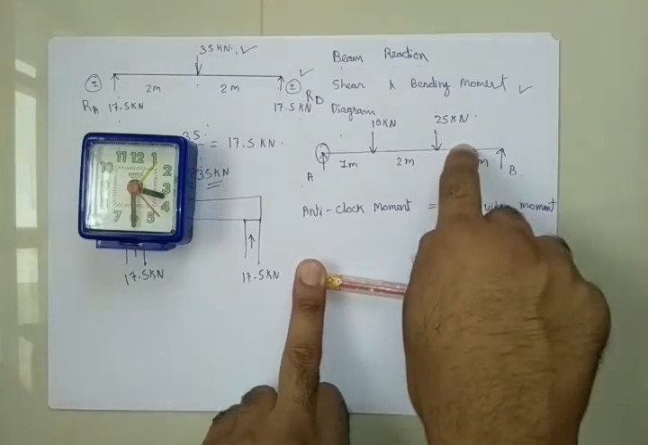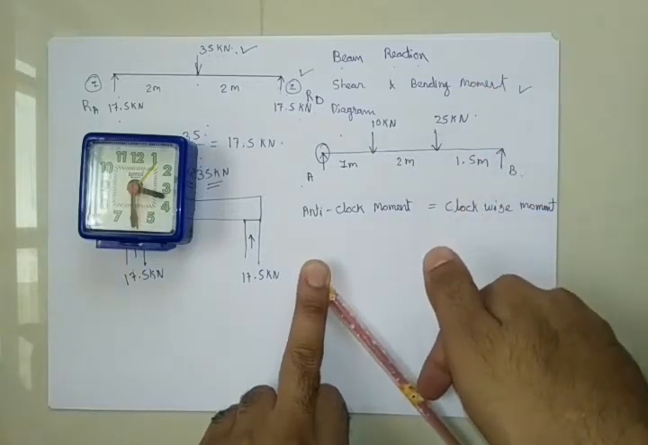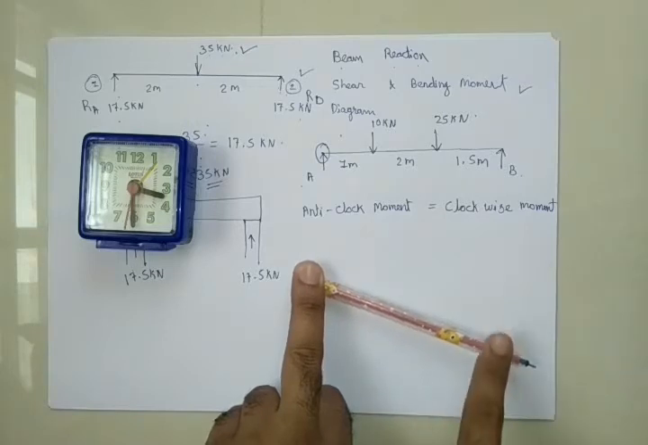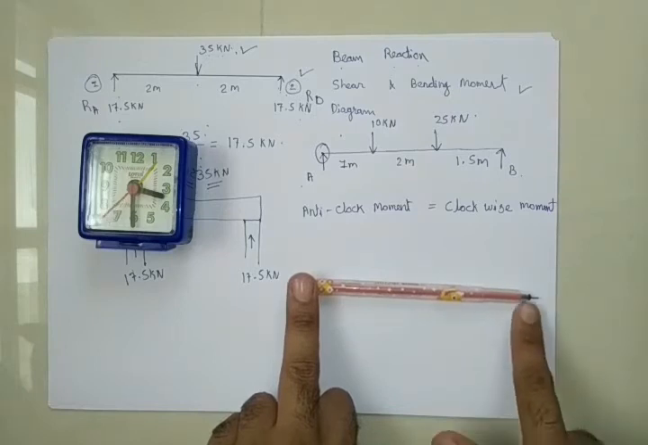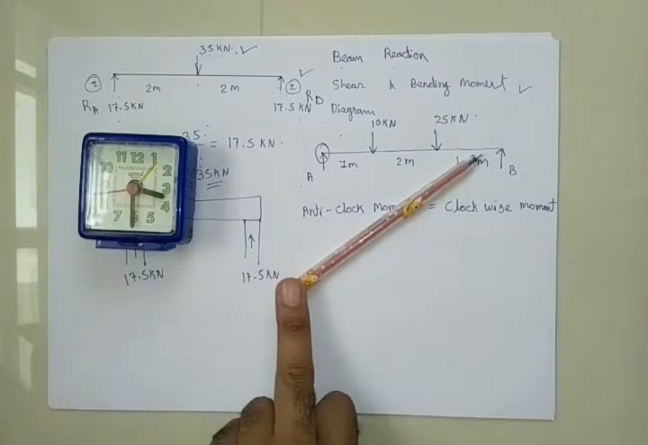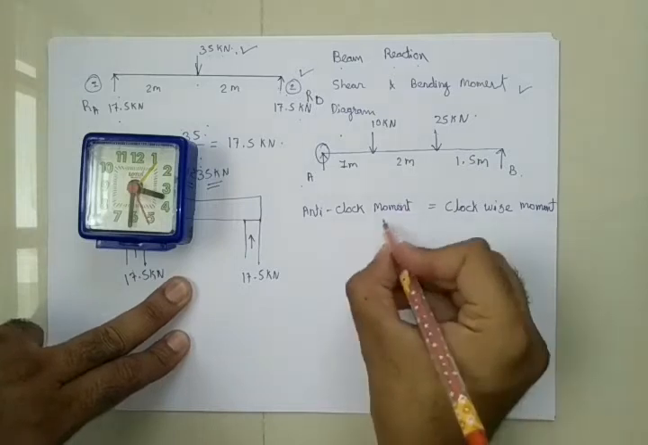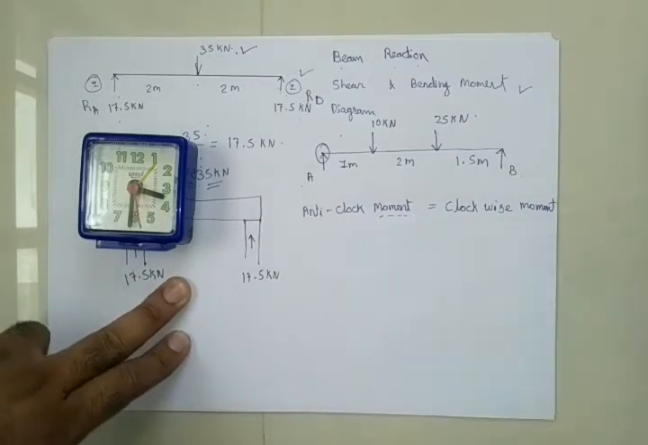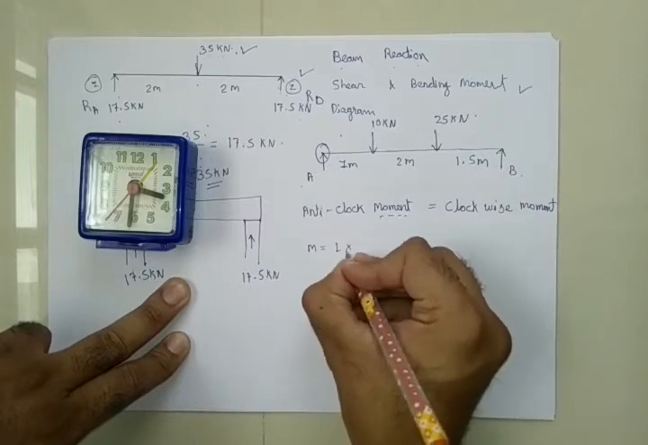Again, due to this load, which is 25 kilonewton, a moment was again clockwise. And for the last one, that is point B, it is acting upward and it was in the opposite direction to this clock. So it is an anti-clockwise moment. Okay, so when it comes to a moment, first of all, we need to understand what a moment is. For moment, we have a formula: moment is equal to load into distance.